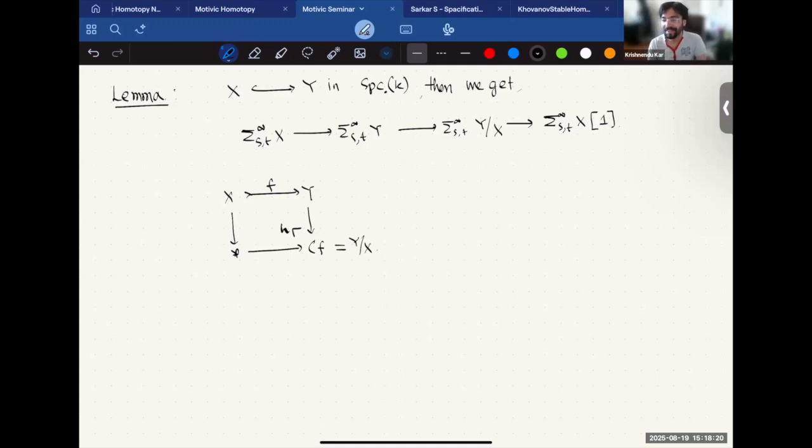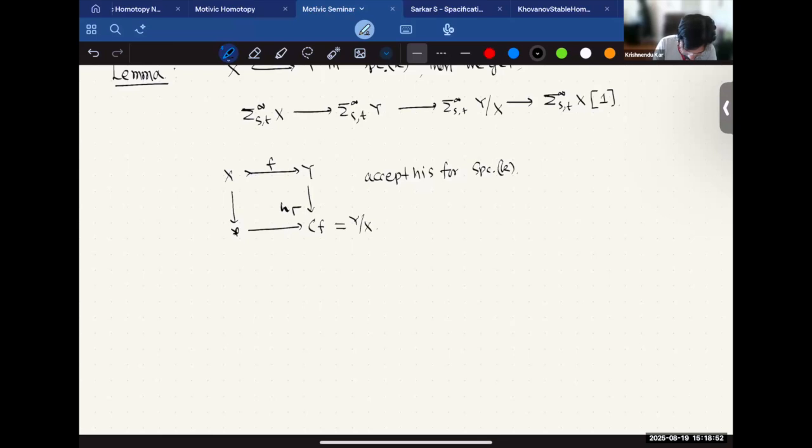Are you guys following? I can't see any of your faces. Okay, good. So this is precisely this thing for topological spaces. And here we did not talk about the model structure, so I can't really talk about what the cofiber replacements are, but still, let's accept this for pointed spaces here.